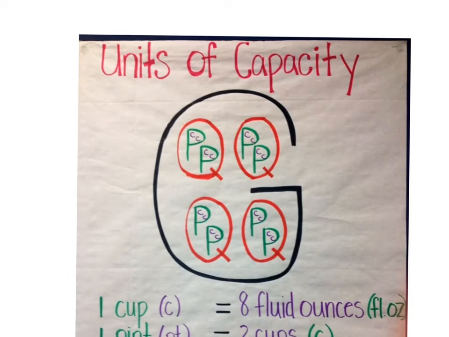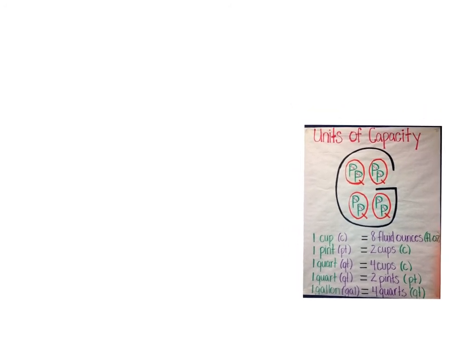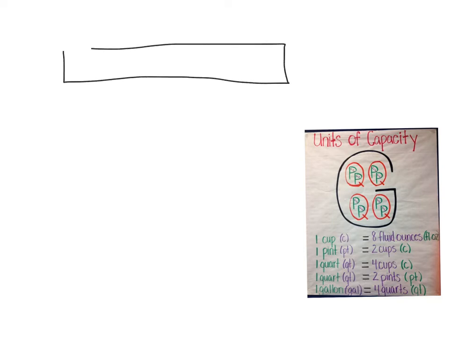Now that you've had a moment to copy this down, we're going to talk about what this actually means. So I'm going to minimize this over here. If we had a gallon, we can think about this as being 1 big gallon right here. Now, we can actually cut this gallon up.